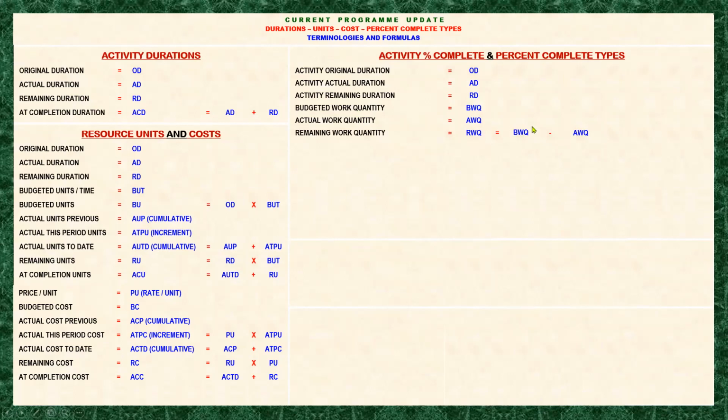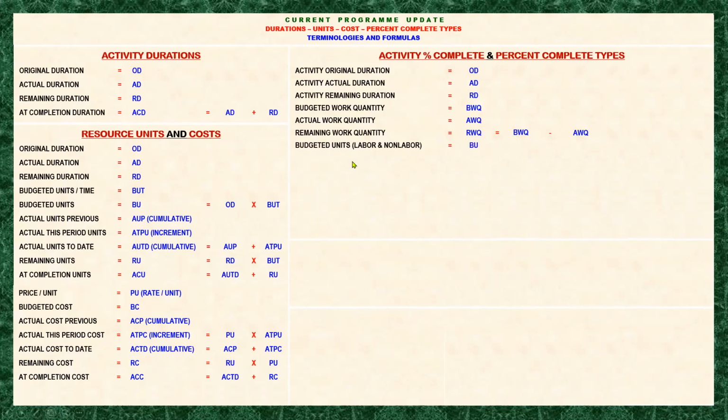So the budgeted work quantity will change only when there is a variation order, or let's say changes of the quantity due to variation or additional work quantity.